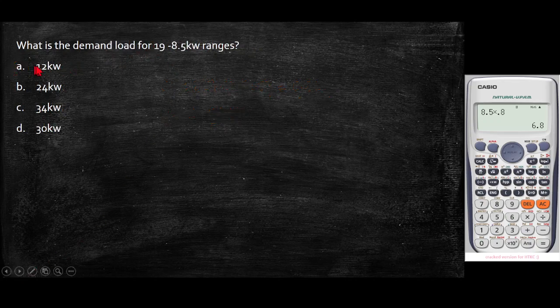Okay, next, no? So, 19 na 8.5 kilowatt ranges. For this one, I'll give you siguro 10 minutes, no? So, be back at 9 para i-solve to. You could solve also on your side, tapos i-send nyo lang sa ating chat box kapag na-solve. So, at 9 p.m., solving this one. Kung ano yung tamang sagot ito. Okay?